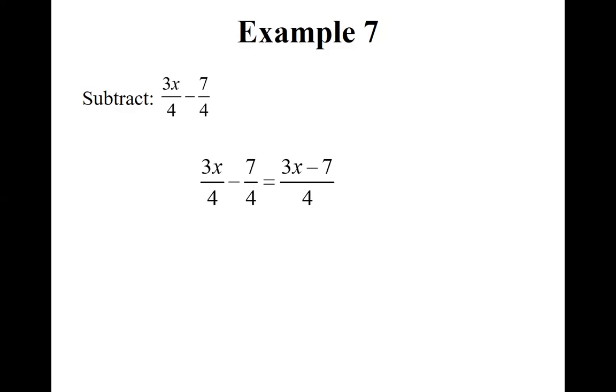Don't start getting into +3 minus 7, it's -4, and -4 over 4, maybe -1 is the answer. Don't get into any of that. They're not like terms. We cannot combine them. The 3x and the -7 shall never interact.